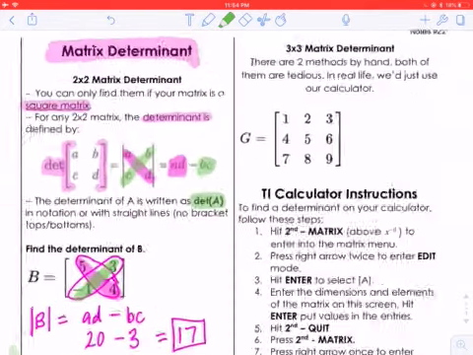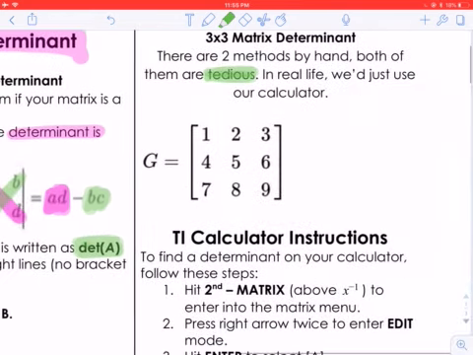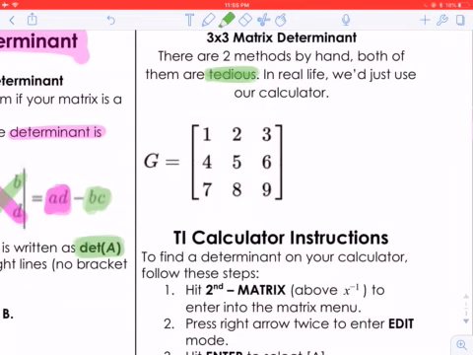And then I'll slide over here to 3 by 3. So 3 by 3, there are 2 different methods to do it by hand. Both of them are super tedious, so we're not actually going to work through them. In real life, we just use our calculator. So we'll deal with this matrix here, matrix G. It's just 1, 2, 3, 4, 5, 6, 7, 8, 9.